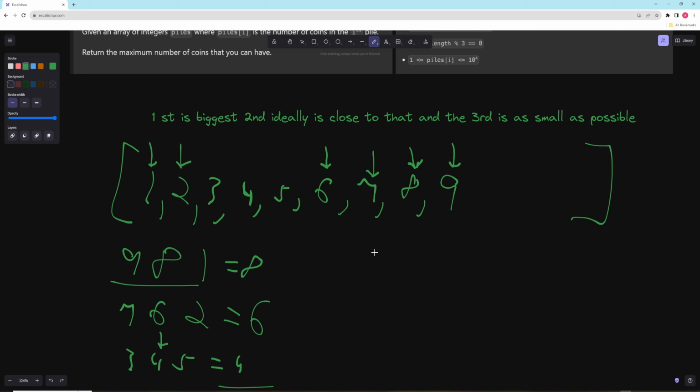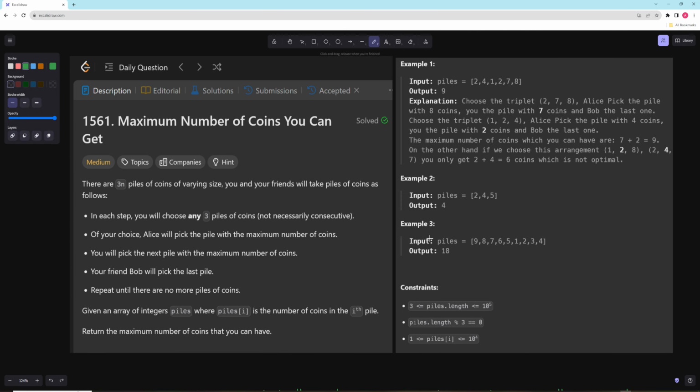And the way to get the second biggest coin is take the biggest one. And then we want to have as many big coins left as possible for us. So then we'll give the third person the smallest coin possible. And here you go, we have 18. And that's actually basically it. So it's not a very hard problem.